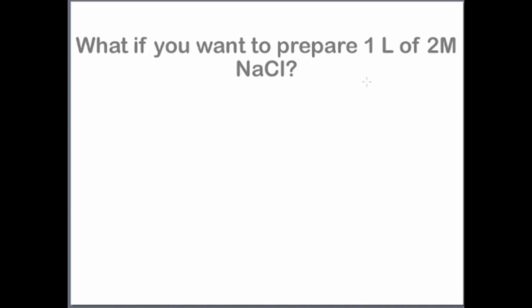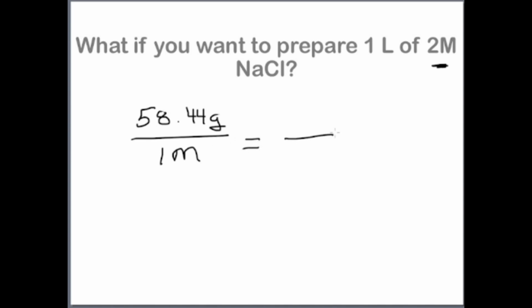But what if you wanted to make not 1 molar, but 2 molar NaCl? So what would you do here? Well, okay, we know that to make 1 molar, you want 58.44 grams, and that's to make 1 molar. So you could set this up as a proportion. You could say, all right, if that's how much I need to make 1 molar, how much do I need to make 2 molar?